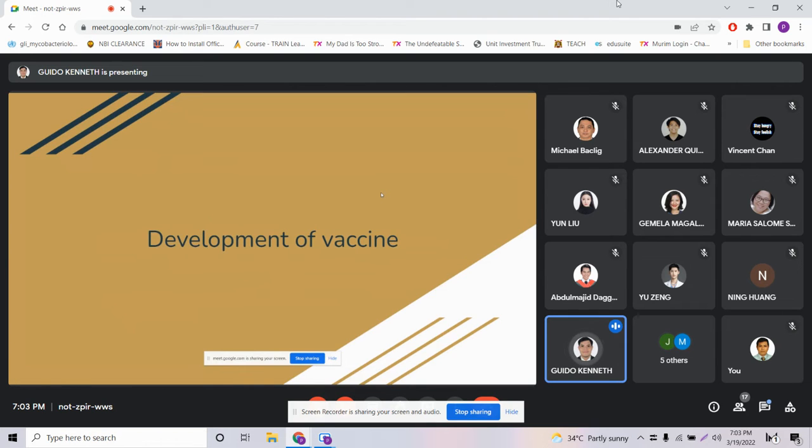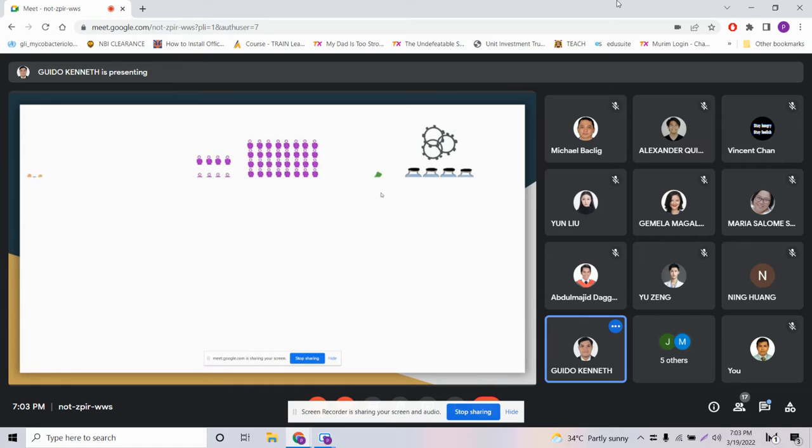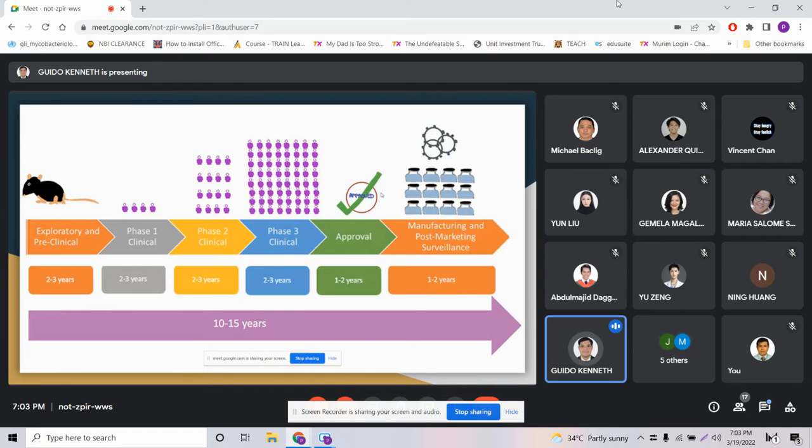Now let's head to the development of vaccines. These are the stages of vaccine development and testing. As the candidate vaccine makes its way through these processes, the regulation and oversight also increase. Typically, developing vaccines usually takes 10 to 15 years, and most of these years are spent on the clinical phase.